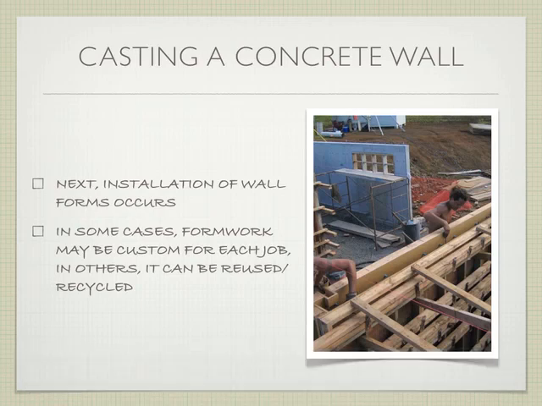So the next thing we have to do is install the wall formwork itself. In some cases, the formwork may be custom for each job. Sometimes it's reused over and over again. Ideally, for cost savings, we're going to try to reuse this formwork as many times as we can, and you saw a couple slides in the last lecture where there were stockpiles of old formwork that they were planning on reusing again. Obviously, if you have a wall that doesn't fall within a full sheet of plywood, you're going to have a cut sheet of plywood, and you might not be able to use that piece again. So it's always going to vary a little bit.